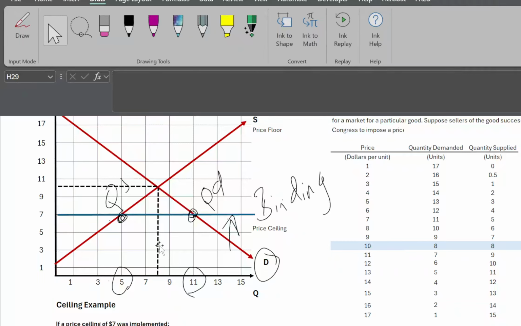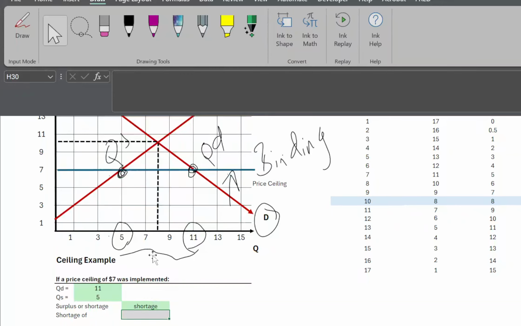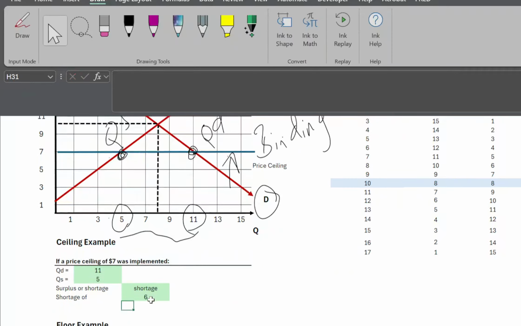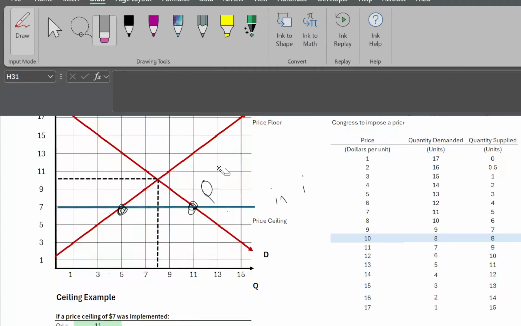Next, we want to see what did this create? What we have here is we're demanding more than is supplied. More people want it than what is available. That is a shortage. And then the next question is, by how much is the shortage? We have to make that up. Well, that's going to be 6 units. So that'll be a shortage of 6 units. All right, so that's an effective price ceiling.